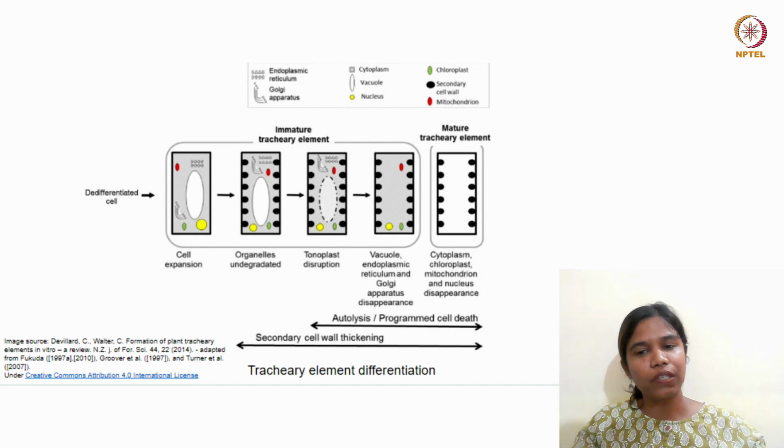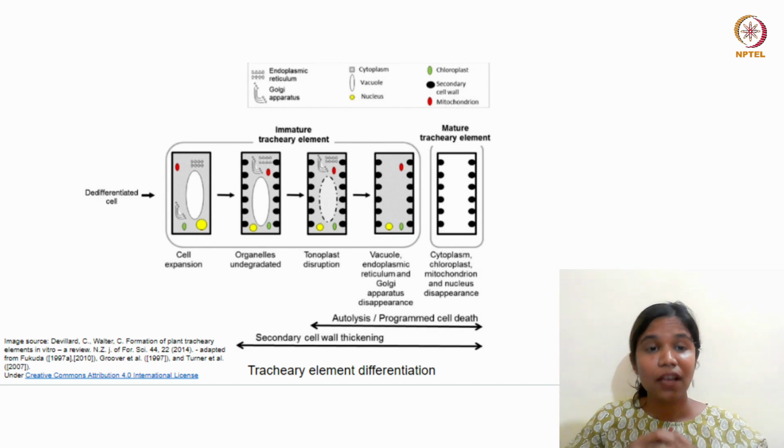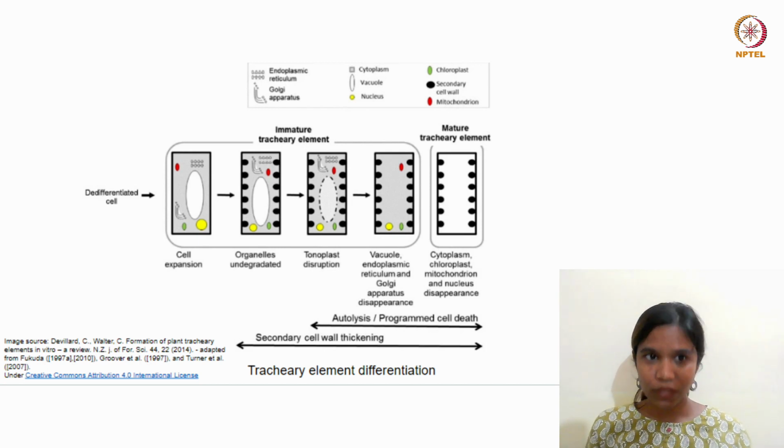When they start forming vessels, the immature vessel elements do have cell organelles. They do have a nucleus, mitochondria, Golgi apparatus, endoplasmic reticulum, and cytoplasm. But over time, as they mature, they become dead. All the cell organelles disappear, and there is a secondary wall thickening. So I want you to think about it for a moment.